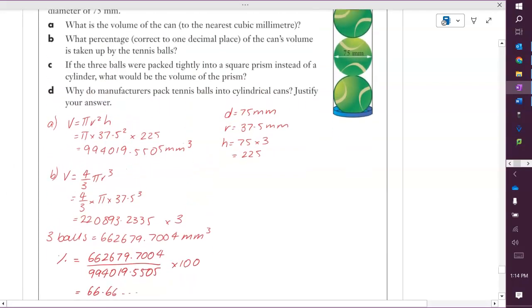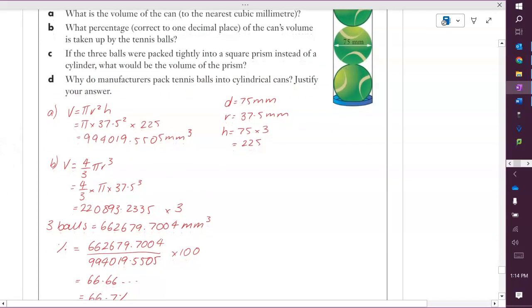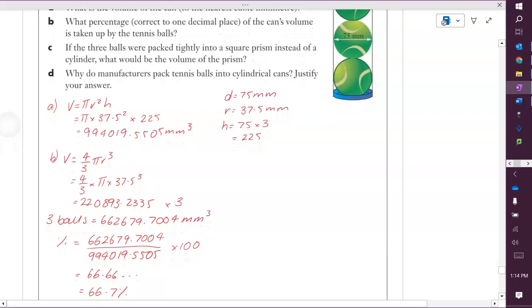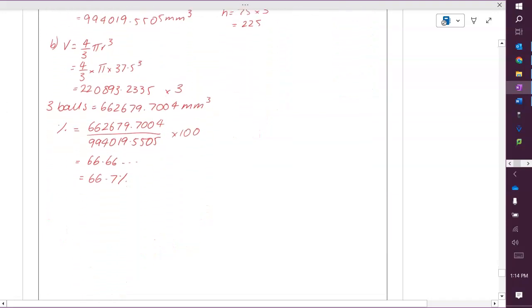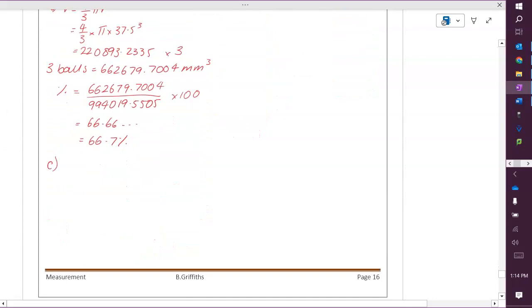Part C says, if the 3 balls are packed tightly into a square prism instead of a cylinder, what would be the volume of the prism? So for C, we would have volume equals AH. Now, if we think of a square, it has to fit the tennis balls, so it's going to be 75 times 75, area of a square, and then times by the height of the 3 of them, so 225. So we end up with this being the volume if it was packed into a square.